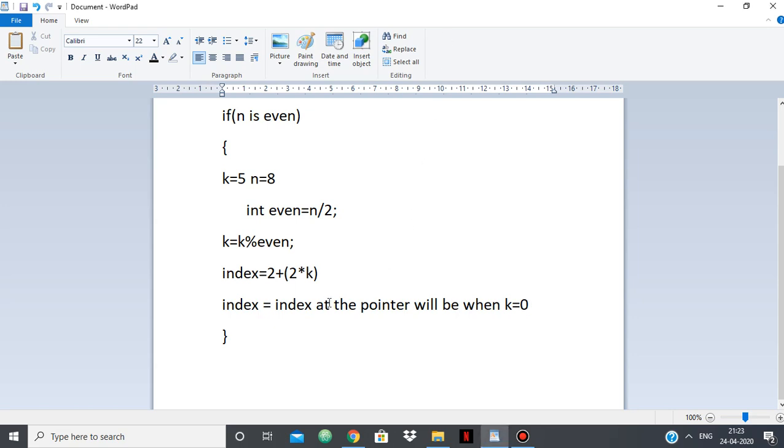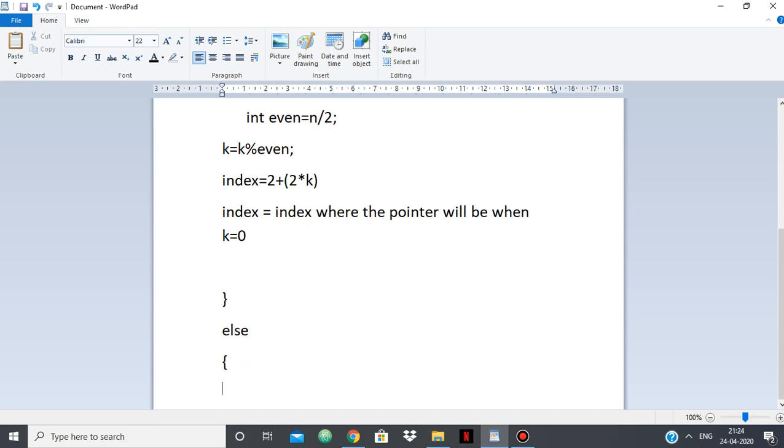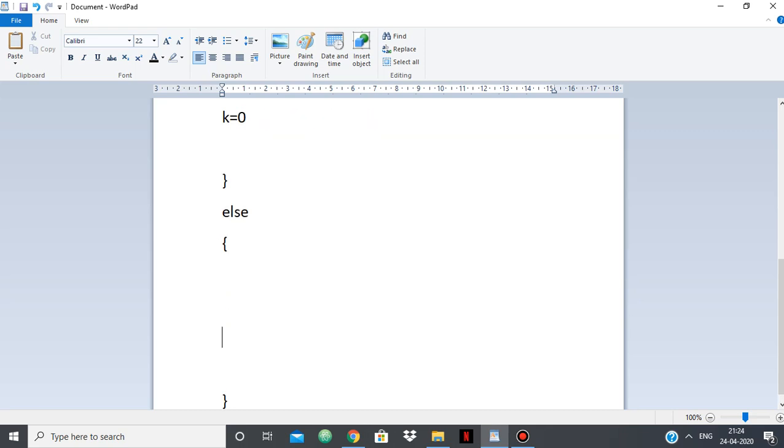So the index right now is the index where the pointer will be when k is equal to 0. So right now I found the index where I'll be starting the explosion from if n is even. I'll move on from that, but let's do what if n is odd. So let's take n equal to 5. So I'll have 1, 2, 3, 4, 5.